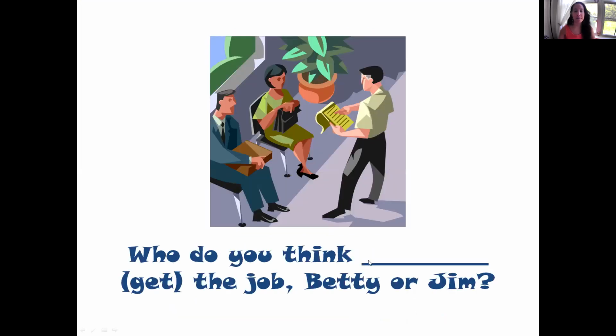Who do you think blank get the job? Betty or Jim? Let's repeat. Who do you think blank get the job? Betty or Jim? Which future expression would you use? Do you remember the rules? Who do you think will get the job? Betty or Jim? Very good if you got it.